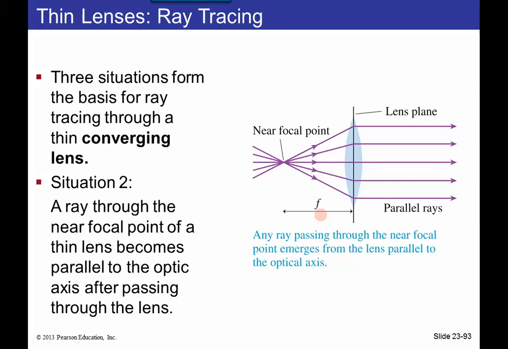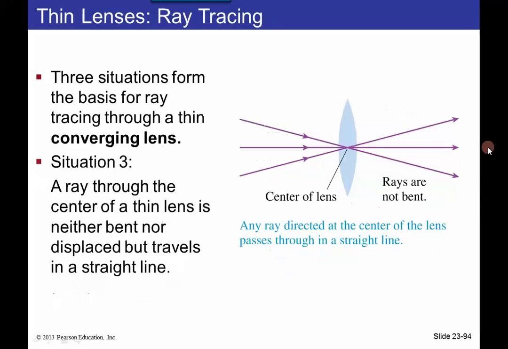Then another situation is that light is coming out of this focal point here. When the rays get to the lens, they are all going to travel parallel. And finally, we have the rays that go through the middle, and these rays don't get refracted at all, so they continue traveling as if nothing happened.